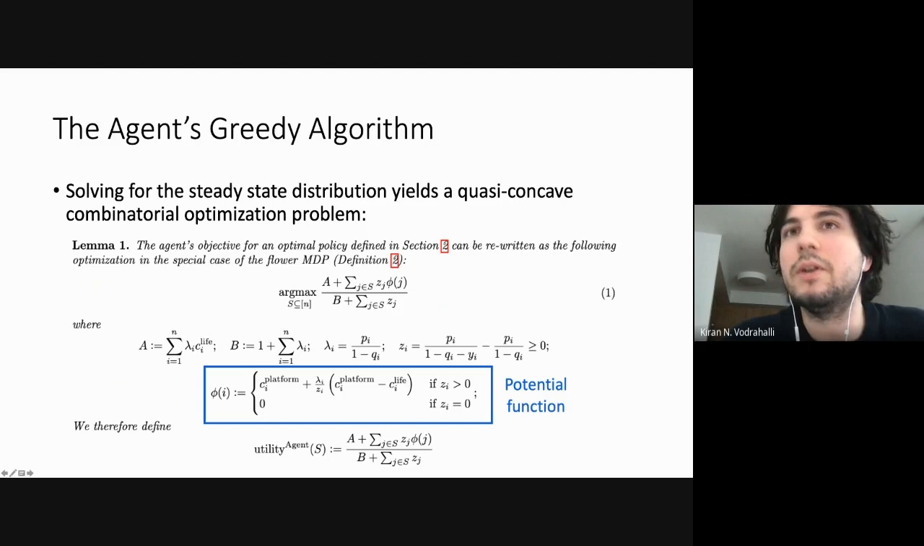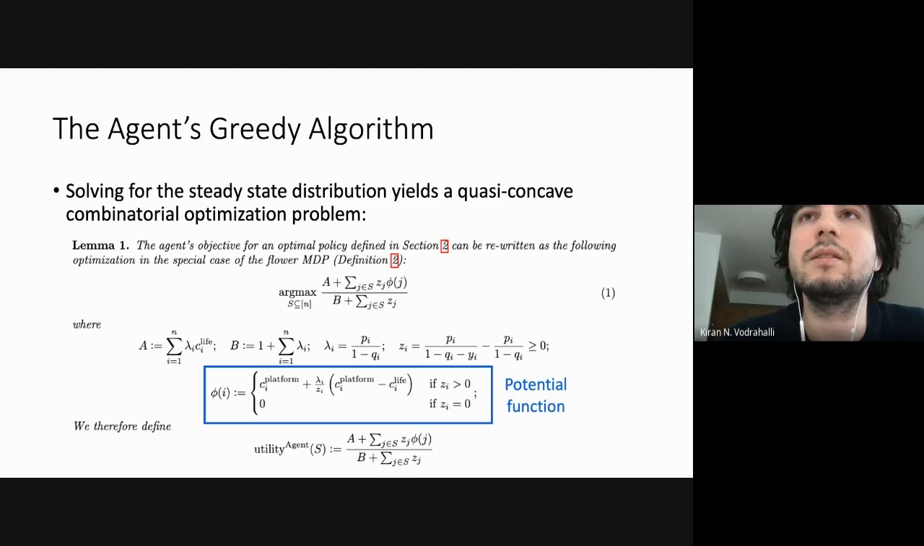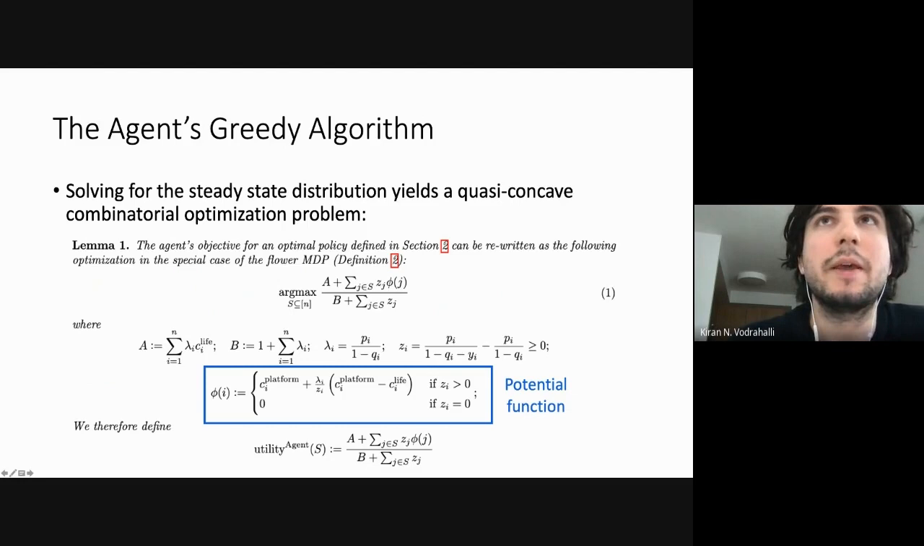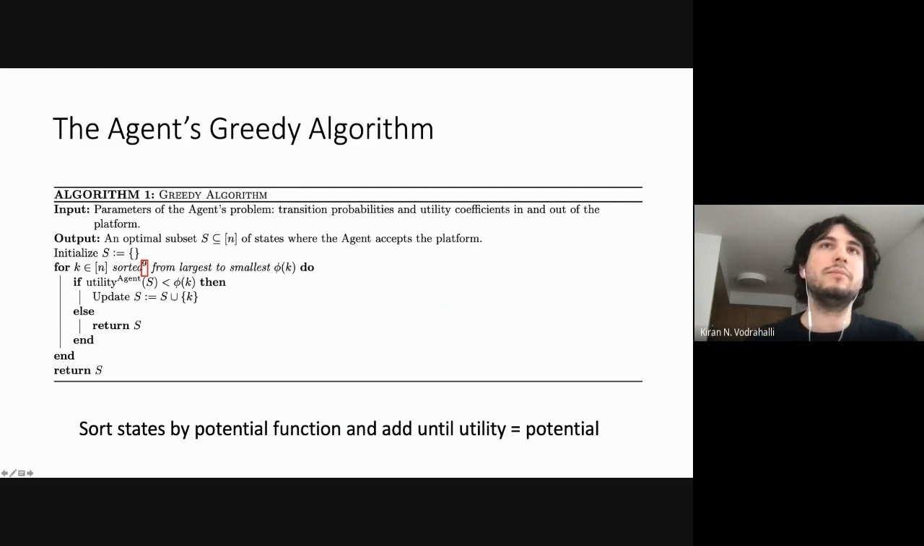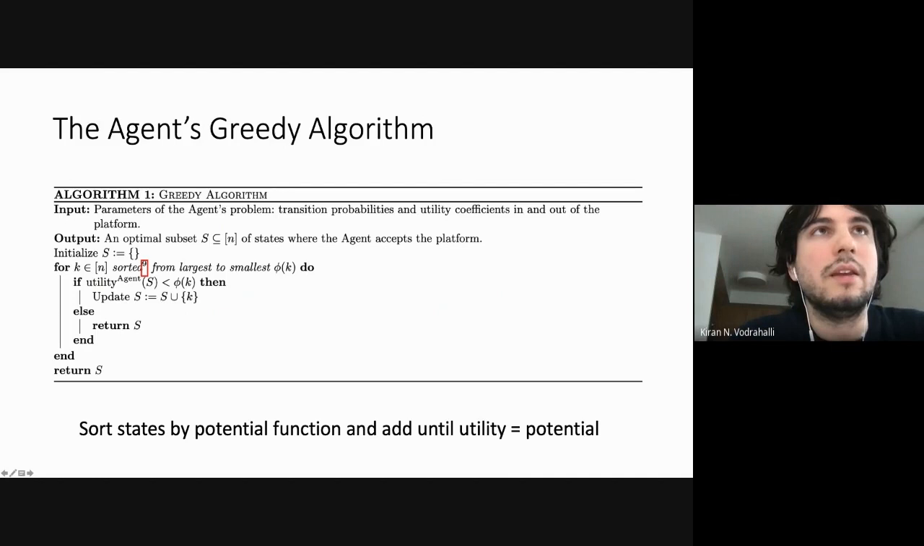Here I have a thing that says greater than or equal to zero. This is just for one case. We can actually let this be negative also, it's just a slightly more complicated analysis. And these are some constants, A and B, which depend on the parameters of the problem. And remember, the c_i's are the agent rewards. It's going to turn out that this potential function gives us a greedy algorithm for the agent. In particular, this is the greedy algorithm. We take that potential function, sort it from largest to smallest. And while the utility of the agent given S is less than the potential at k, you add k. And then after.